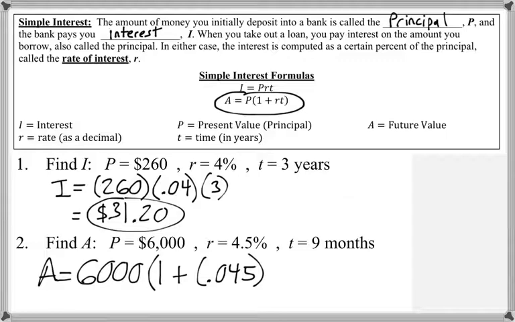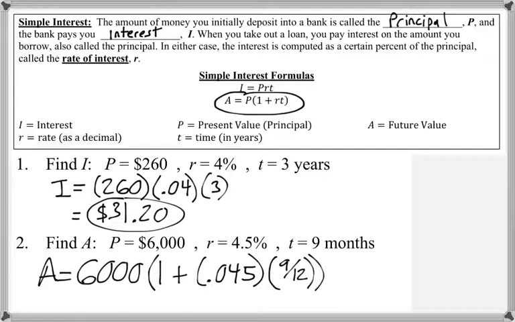0.045 times, now 9 months, we need to express that in years. And 9 months is not quite 1 year. It's a fraction of a year. So because there are 12 months total in 1 year, to express 9 months as years, this would be 9 over 12.